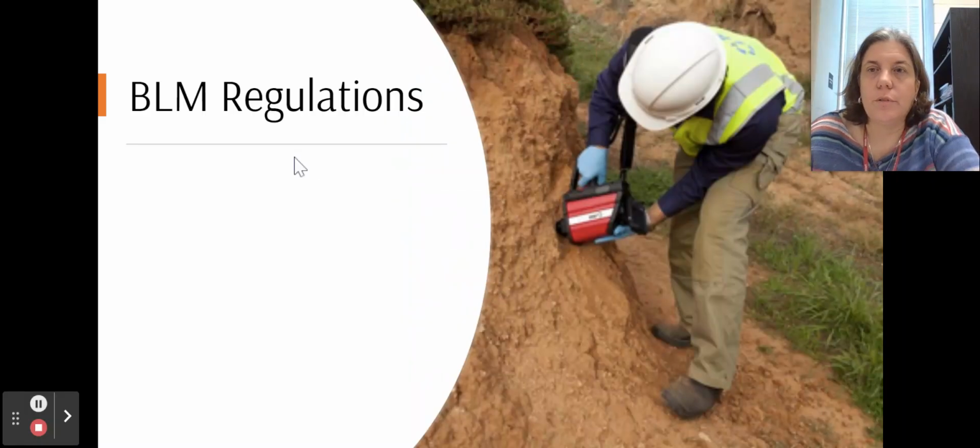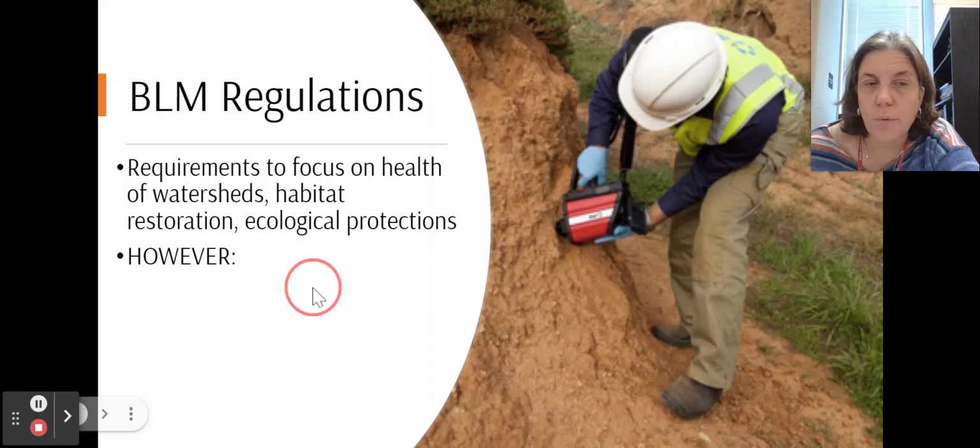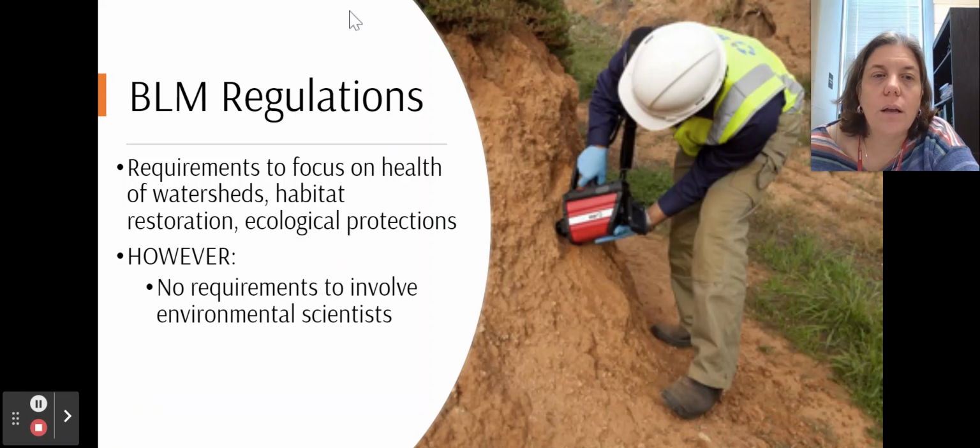Okay, what does the BLM do? Bureau of Land Management. They have requirements to focus on the health of watersheds, habitat restoration, and ecological protections. All those sound really good. We want to preserve our rangelands. The BLM is in charge of this. But here's the problem. There aren't any real requirements to involve environmental scientists in this work, so you may not really get what you need as far as regulations go.